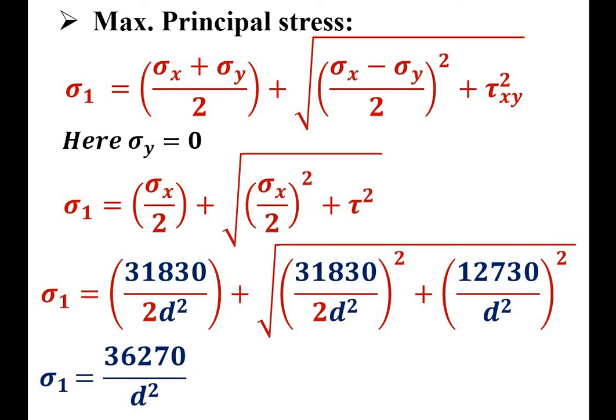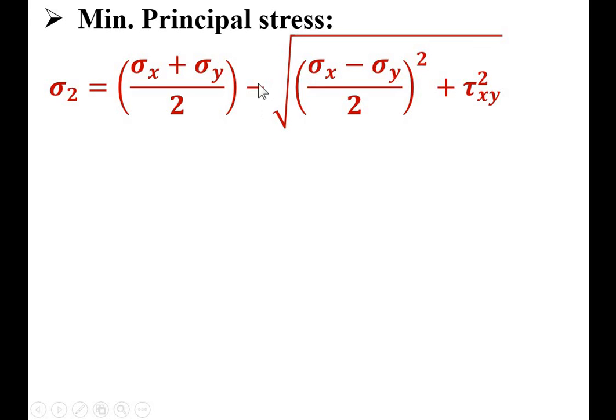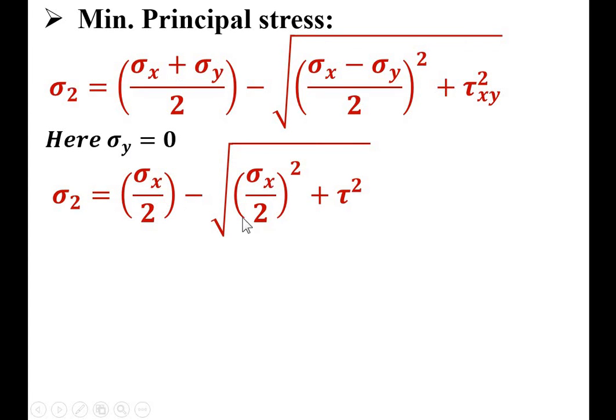Similarly, I can find minor principal stress now. So minor principal stress, that is sigma 2. Only the sign is changed. Over here it is now minus. So already we have discussed it, and so that your sigma 2 is this one, because here sigma y is 0.